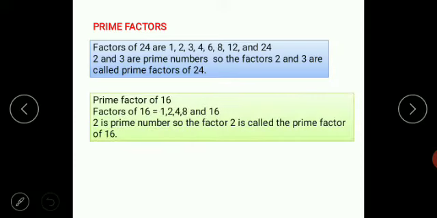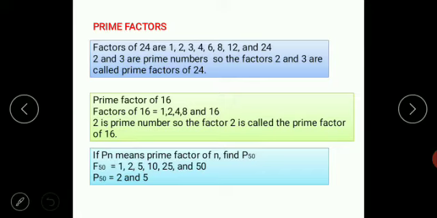Now prime factors of 16. Which are the factors of 16? 1, 2, 4, 8 and 16. These numbers divide 16 completely. In this list, which is the prime number? 1 is a unique number. 2 is the prime number. 4, 8 and 16 are composite numbers. 2 is the only prime number. So that factor 2 is called the prime factor of 16.